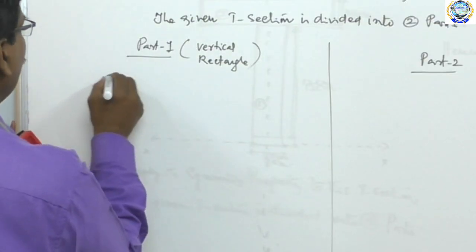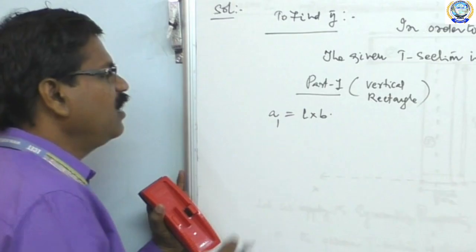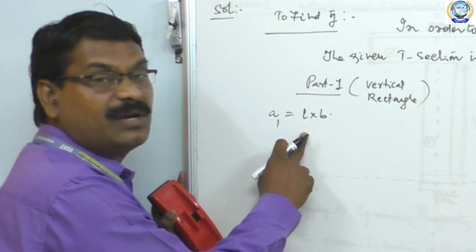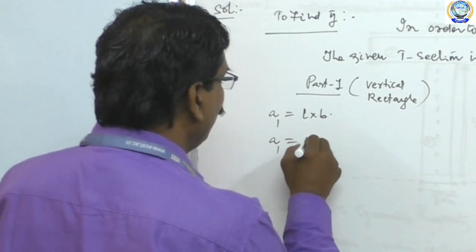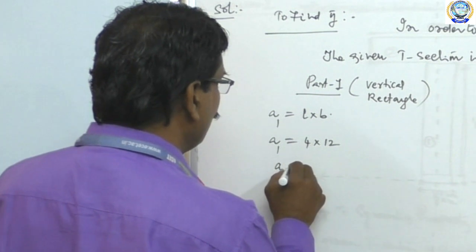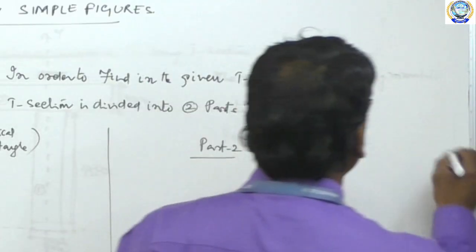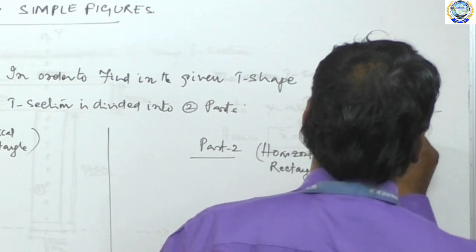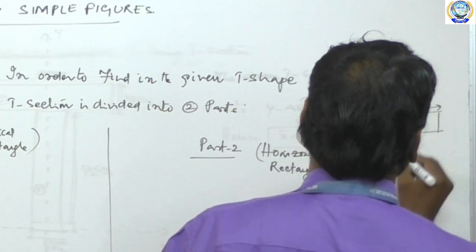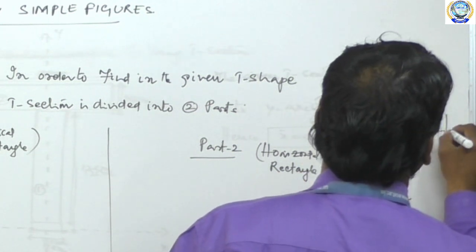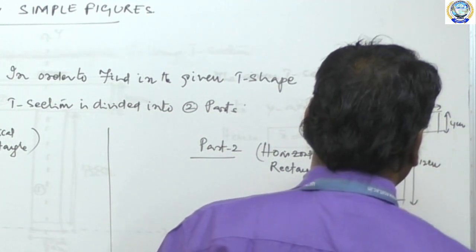The first part, when we look at the diagram, A1 is equal to L into B. For the first part, L is equal to 4 centimeters and B is equal to 12 centimeters. Therefore, A1 is equal to 4 into 12, therefore A1 is equal to 48 centimeters square. Suppose if you draw a diagram like this, so that we can get an idea. This is 14 centimeters. We will split into two parts. This portion is 4 centimeters. This portion is 12 centimeters. And this portion is 4 centimeters.